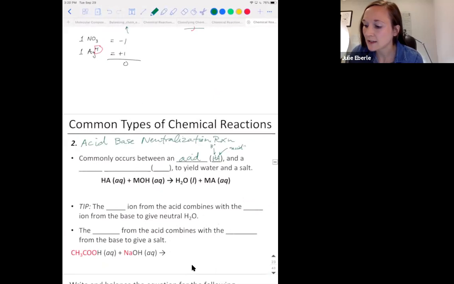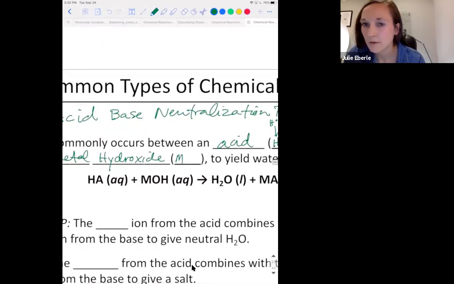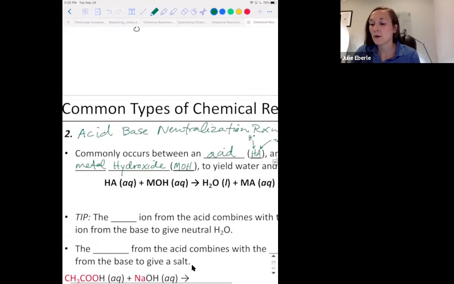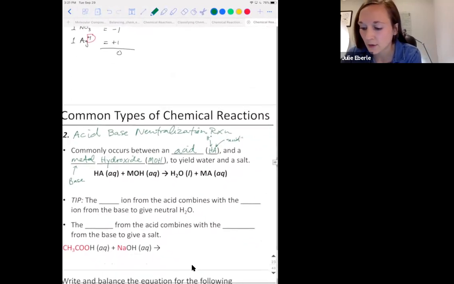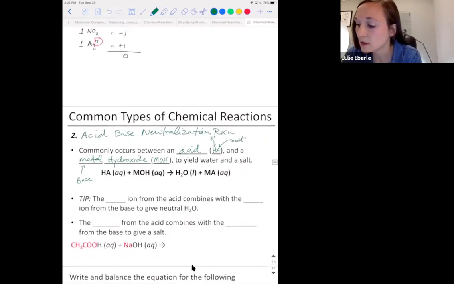Okay, so it commonly occurs between an acid and a metal hydroxide. And we abbreviate that as M for metal. Hydroxide we know is OH minus. So MOH. And this is the base, the metal hydroxide. Now, I'll tell you this. There are other bases besides hydroxide. Hydroxide is a really strong popular base, but there's other bases. So we'll get to that in chapter 10, but for now, this is kind of the generic equation I'm giving you. And what do they yield? Water and a salt, okay?